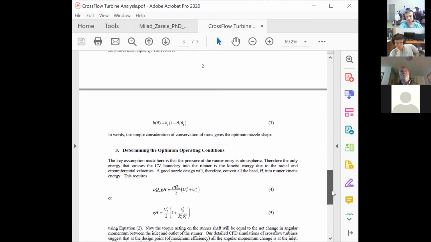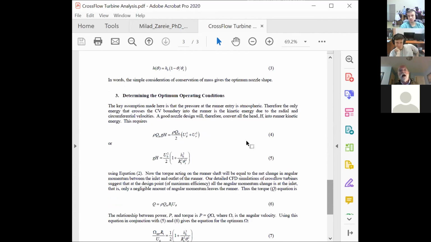If we move on from there, what we need to do with the nozzle of this turbine is convert all the available head into kinetic energy. If you know anything about Pelton turbines, they do exactly the same thing. The nozzle of a Pelton turbine converts all the available head into kinetic energy, which then impacts on the turbine runner. The cross-flow turbine does the same thing, which allows us to relate the head to the velocities.